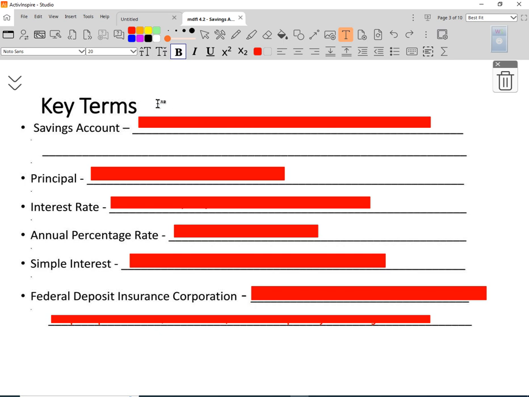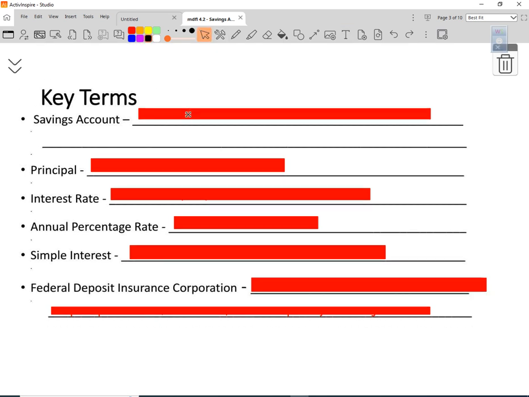We're going to start with some key terms. A savings account: the bank pays interest for the use of the money deposited into the account. So you can still spend your money, but whatever money's in there, you do earn interest. That means the bank is paying you interest on that money. It's usually a really low rate. You can pause these. I know I'm going to go fast, but you can pause to write them down.